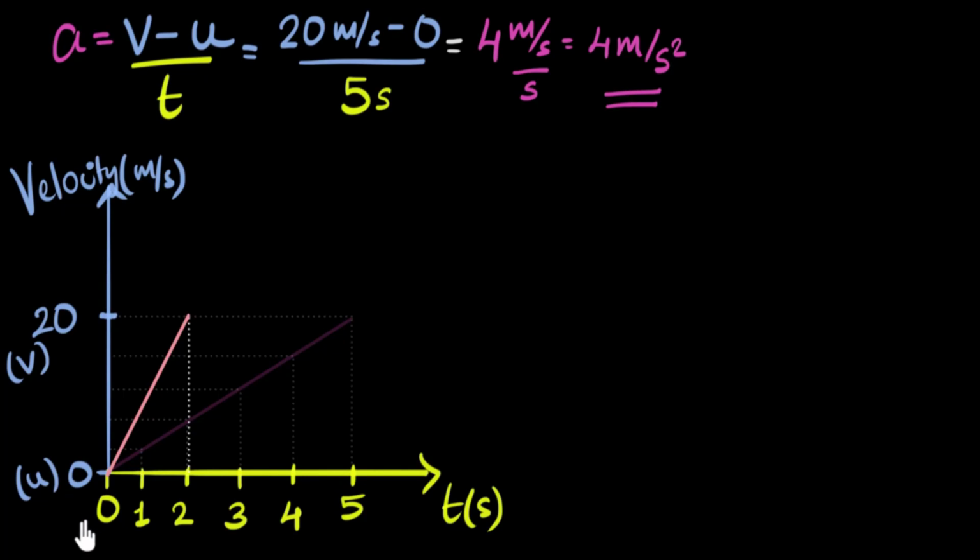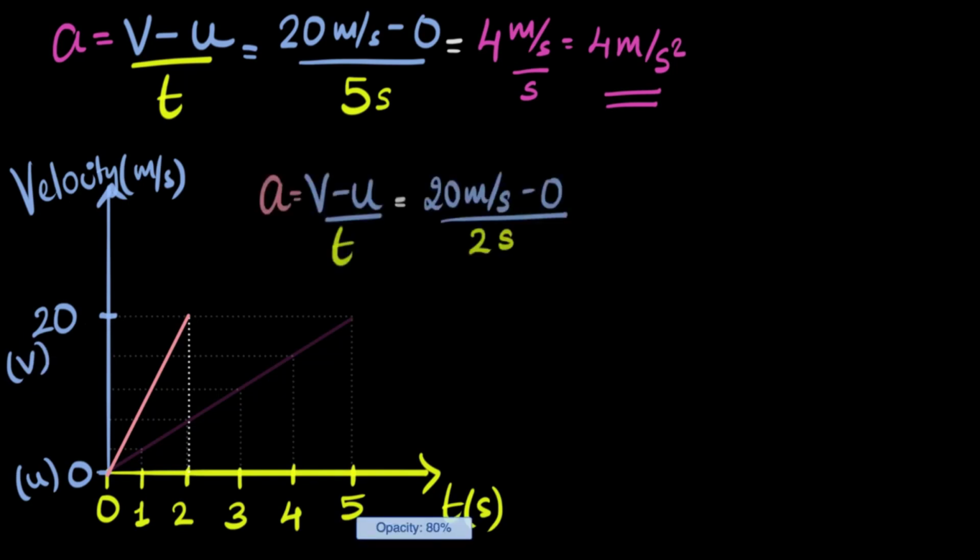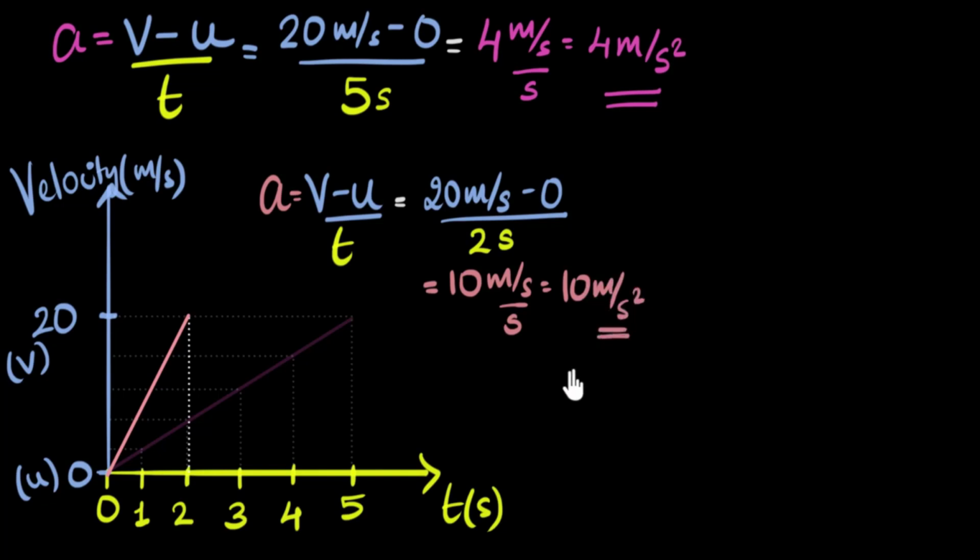Okay, let's see. Again, at time 0, our deer's velocity is 0. We can call that initial. And notice at the end of 2 seconds, it reaches 20. So we'll call that final. So the acceleration for our deer is going to be v minus u by t, same formula, 20 minus 0 divided by 2 seconds, because it reaches 20 in only 2 seconds. And so that would equal 20 divided by 2, that is 10 meters per second, or 10 meters over second squared, which means the deer has a way higher acceleration compared to the cheetah.